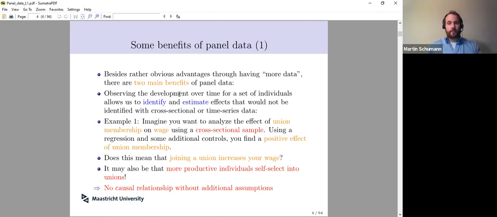So if you only have a cross-section, that means you have a snapshot of a situation at a particular point in time, and panel data gives you really a development over time. Why is that important? Well, first example: let's ask ourselves whether being in a union actually has a positive effect on your wage, like a causal effect. However, you only have a cross-section.